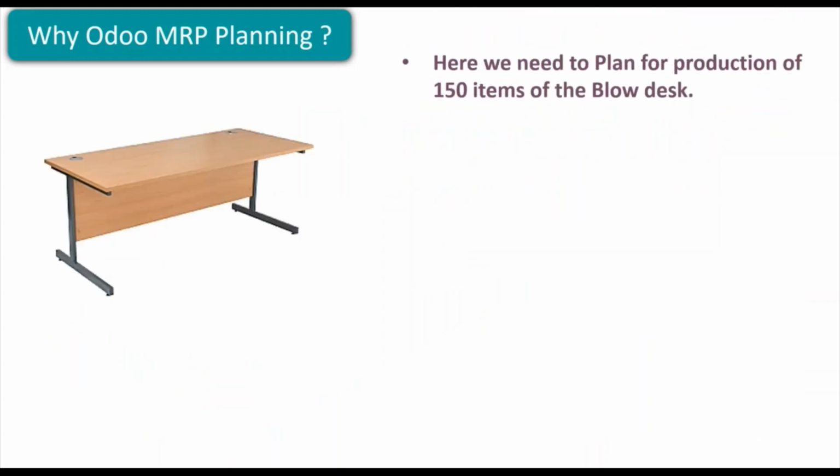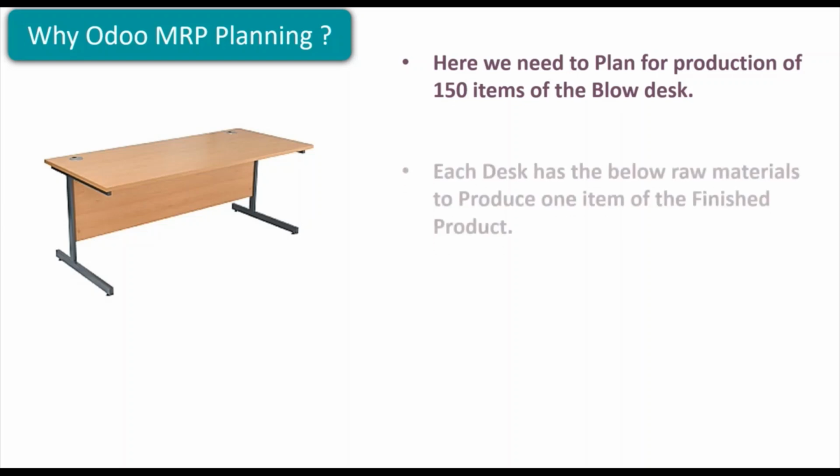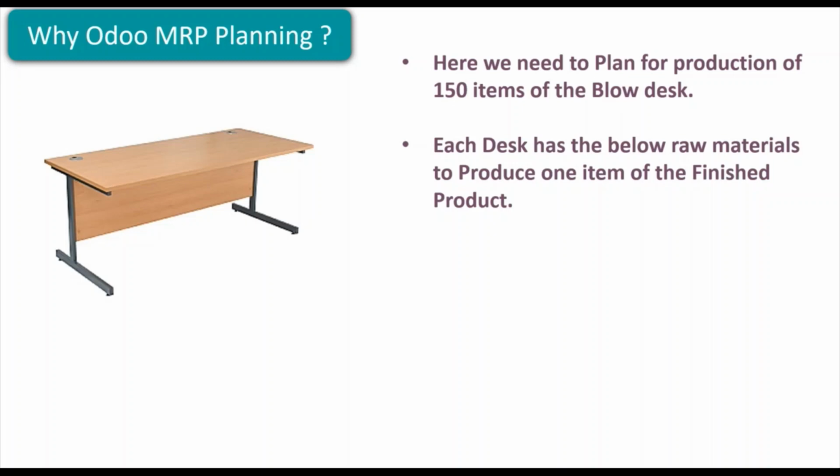Here, we need to plan for production of 150 items of the below desk. Each desk has the below raw materials to produce one item of the finished product.